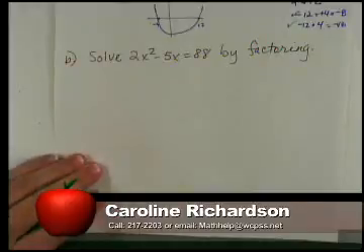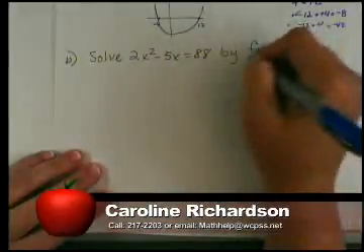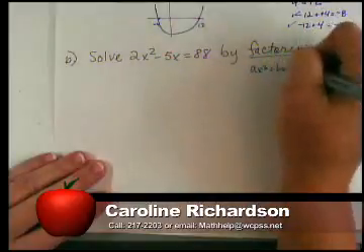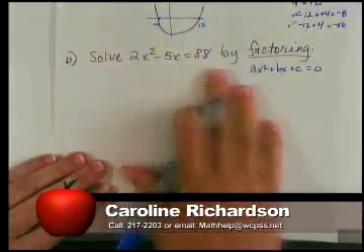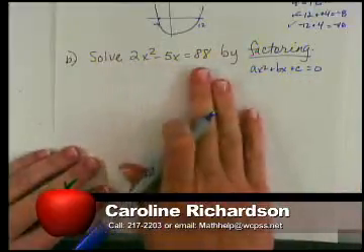Solve 2x squared minus 5x equals 88 by factoring. All right, first of all, you have to get it in the proper form. The form of a quadratic is ax squared plus bx plus c equals 0, okay? So what's preventing us from having it in this form right now? Well, that 88. So we need to subtract 88 from both sides.